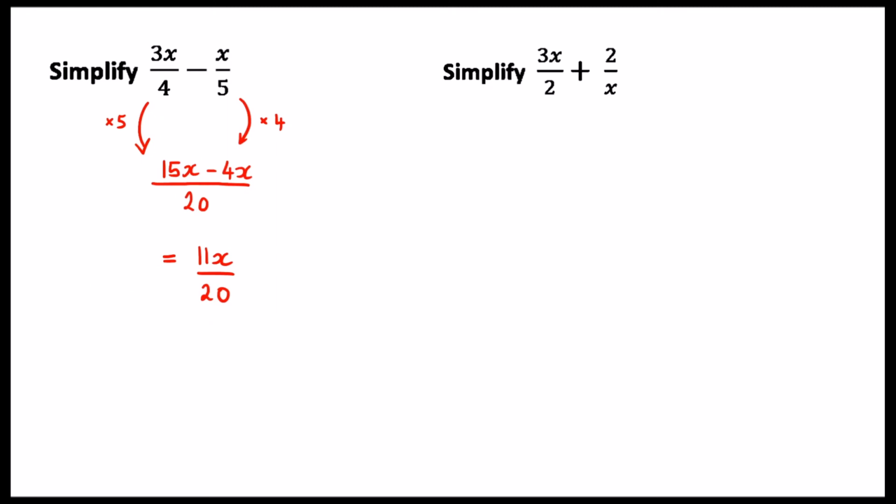In the second example, to get a common denominator, I'm going to want to multiply the left hand side by an x and the right hand side by 2. This is going to give me a common denominator of 2x. On the top, I get 3x multiplied by x, which gives me 3x squared, and on the right hand side 2 times 2 gives me positive 4. Because the top part cannot be simplified anymore, that will be my final answer.